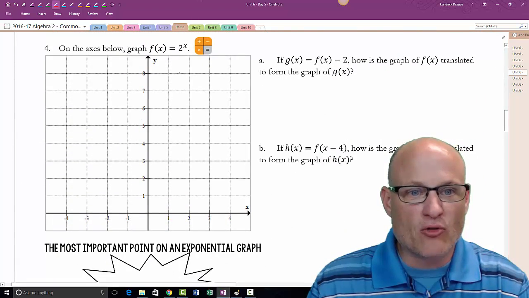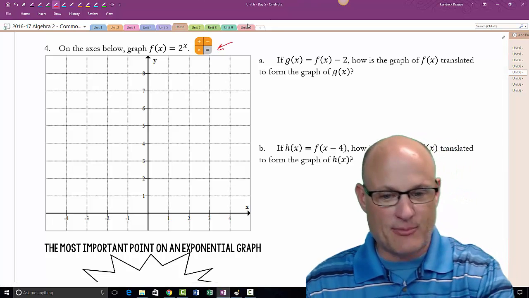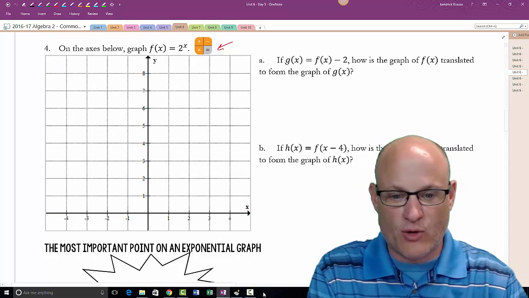So on the graph below, graph the function 2. Now, I said you can use a calculator. I should have put those marks up on the top. Hold on, let me save this, and then I'll come right back with you.